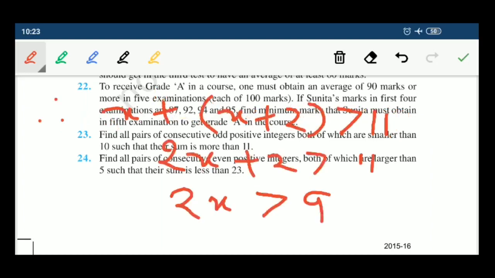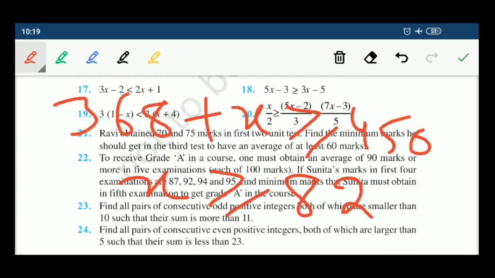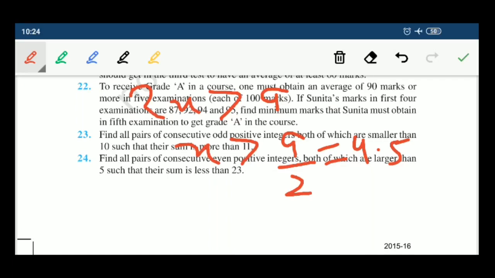Now according to the second condition, the sum of both is greater than 11. So we get x plus x plus 2 greater than 11, and from here we will find the value of x. Now students, you can find here the pairs of consecutive odd positive integers which are greater than 4.5 and less than 10. Please note down, which are greater than 5 and less than 10.